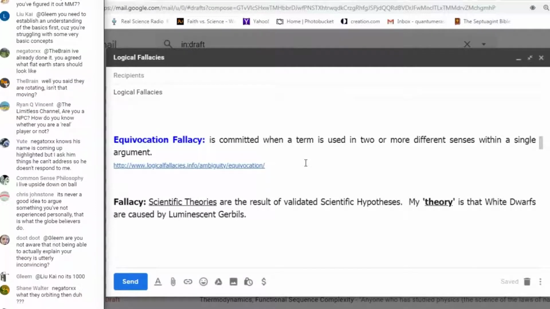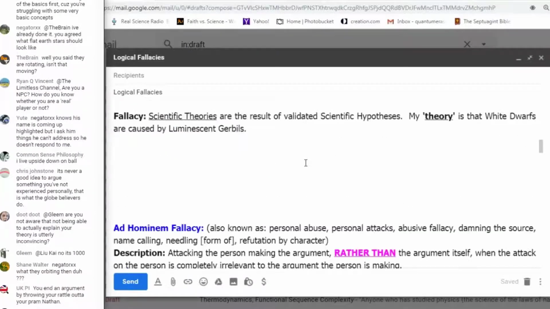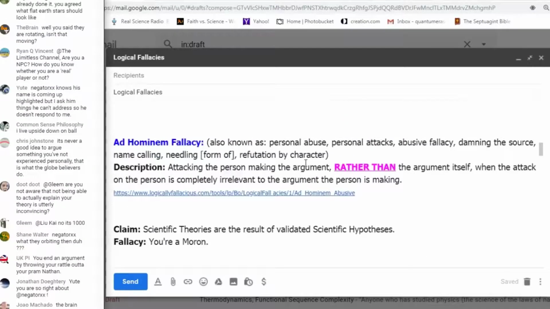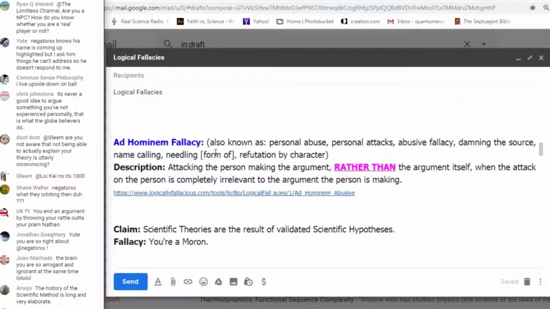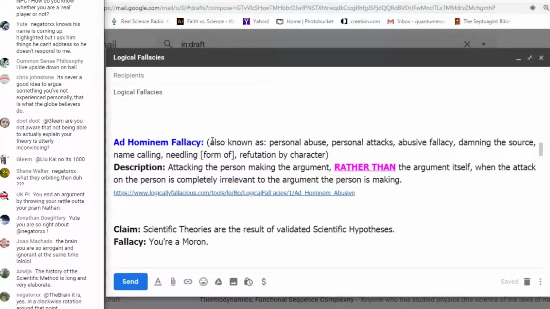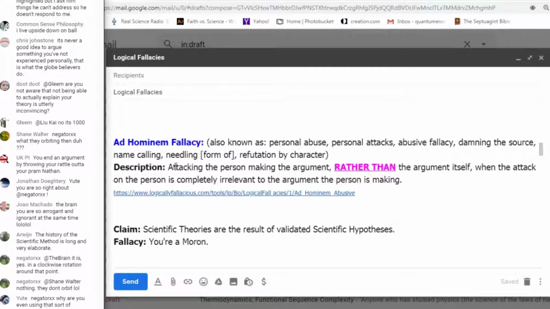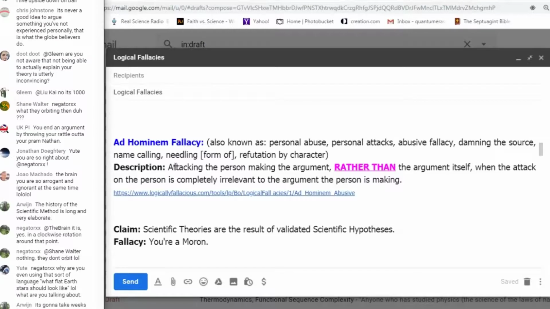Good? We're good? Equivocation fallacy. Next one, one of my favorites. This one is used and abused. I don't think quote mining would probably just beat this one out, but we're going to get to that one coming up here in a couple minutes. But ad hom fallacy, let's see what this is. Let's define this thing, right?